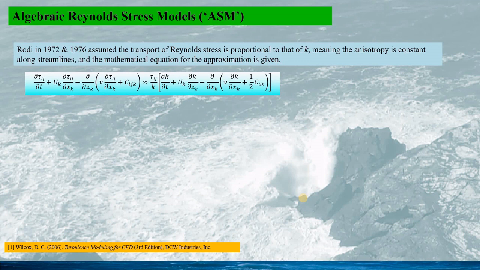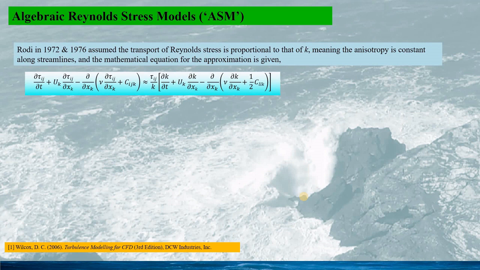And this approach could remove some shortcomings of the Boussinesq hypothesis, such as the anisotropy of the Reynolds stresses. So as early as in the 1970s, the problem had been recognized and methods have been developed for the problem.